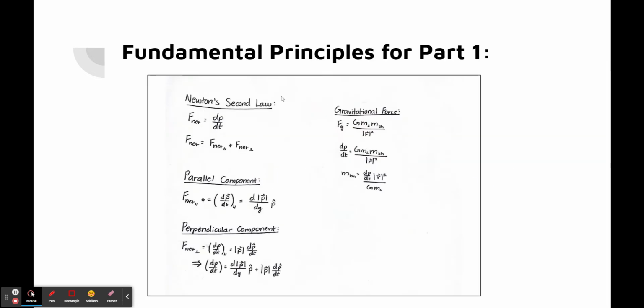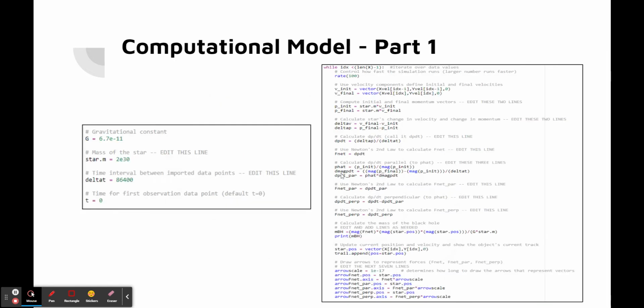So some fundamental principles right here are Newton's second law, the parallel component formulas, the perpendicular component formulas, and the gravitational force. And all these formulas will go into the code that is going to be on the next slide. But this is the main equation, and we're using all these other formulas to determine the mass of the black hole. So right over here, we have the gravitational constant, the mass of the star, and then we have delta T, which is the time in 1 day.